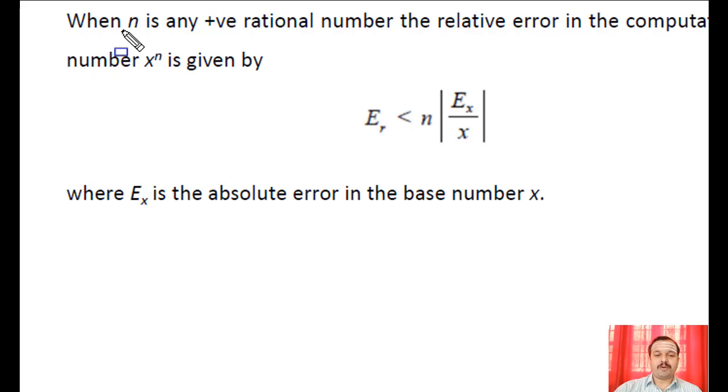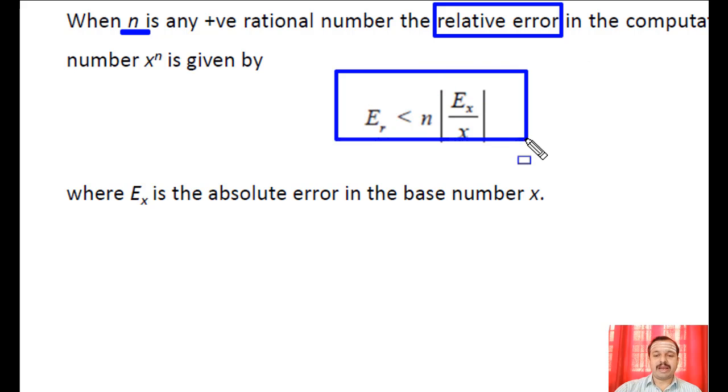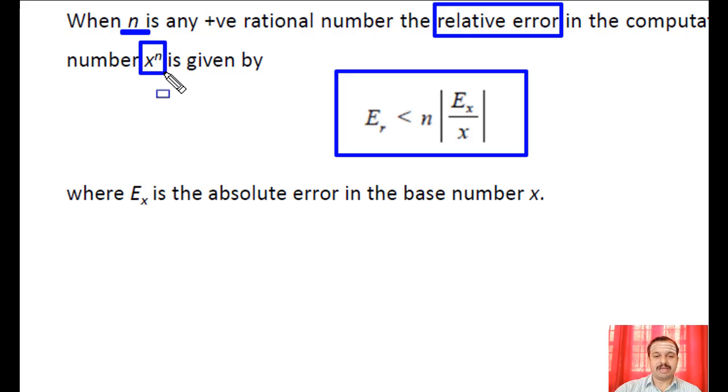Now, when n is a positive rational number, the relative error, this is very important. We are now speaking about the relative error ER. The relative error in the computation of a number x to the power n, any number x with the positive rational power n, is always less than n into modulus of ex divided by x.